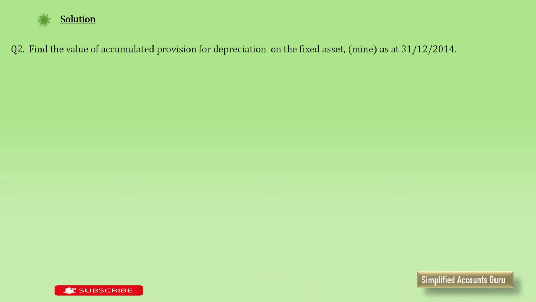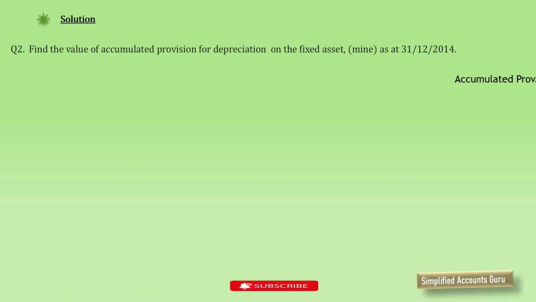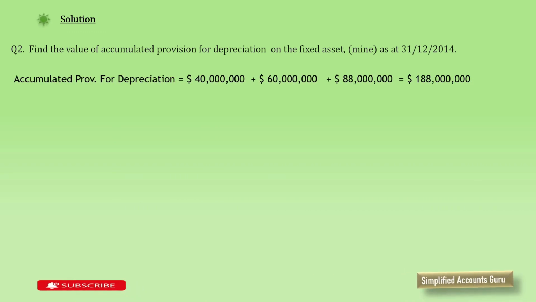So here, the accumulated provision for depreciation is given by summing up. When you come across the word accumulated, it means that it is not one figure, but a summation of several events or several instances of calculations.